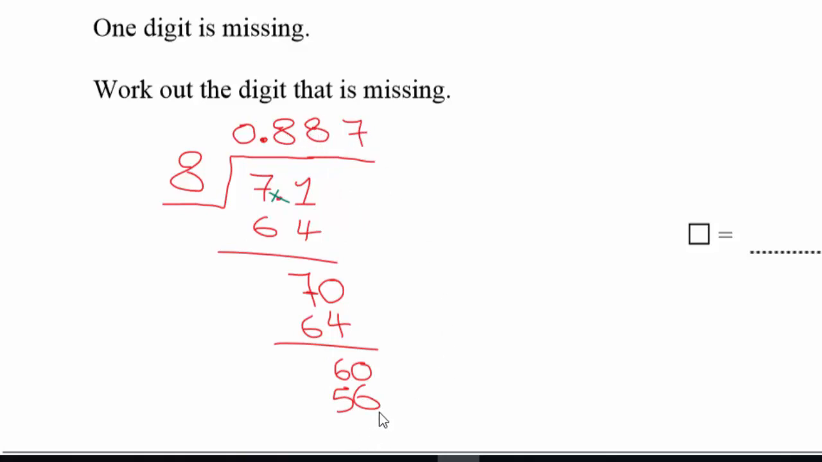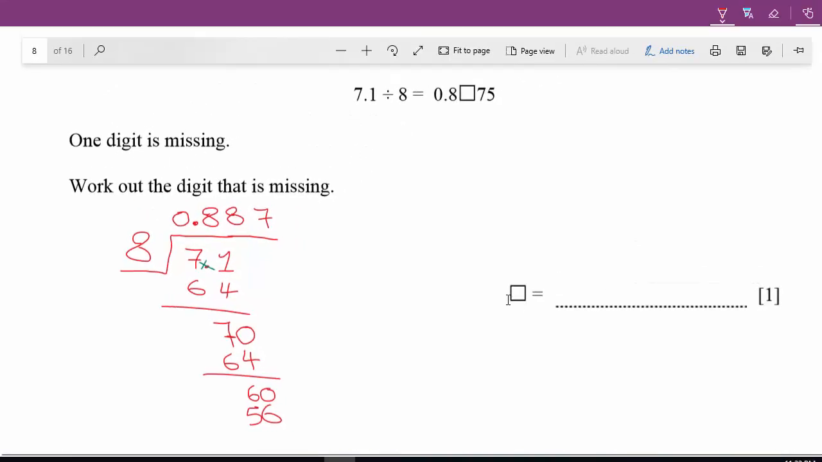And if we subtract these two, it will be 4. Then it will be 40. 8s in 40 are 5. So it's correct. The square, or the missing number, is 8.